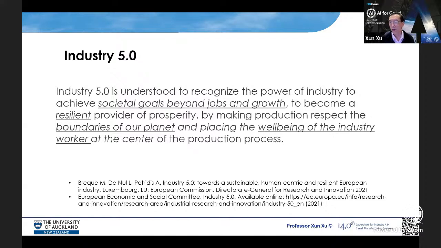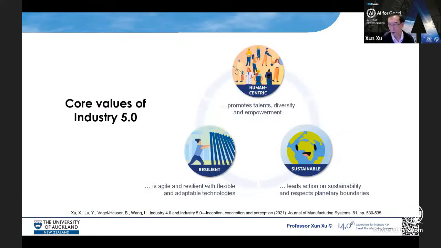You can see there is a concern for the planet and also the well-being of the workers. So clearly it is looking through a different lens, if you like. So there are some key values of Industry 5.0. Perhaps if you try to compare with Industry 4, this is the most strikingly different. In terms of core values of Industry 5.0, these are human-centric, sustainable and resilient, as in the definition we gave before. So these are the three key values as we talk about Industry 5.